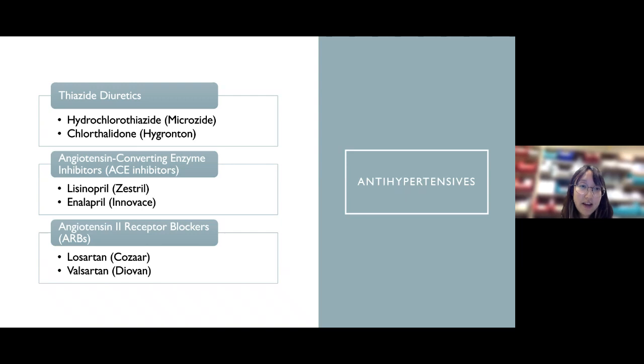So first we have our thiazide diuretics. This includes hydrochlorothiazide or chlorthalidone. We also have our angiotensin converting enzyme inhibitors or ACE inhibitors. This includes lisinopril or enalapril. And then lastly, we have angiotensin 2 receptor blockers, also known as ARBs, and this would include losartan and valsartan. Again, I've included the brand names in parentheses just for your reference.